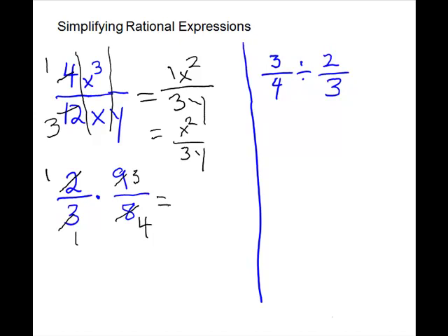Then we multiply across numerators and denominators. 1 times 3 is 3. 1 times 4 is 4. It's already reduced, so you're good.